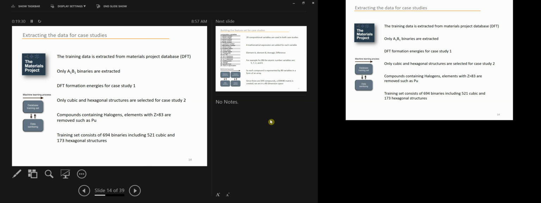And of course, I did some data sanitizing. For example, I removed all the compounds that contain elements with Z greater than 83. At the end, my training set includes 694 binaries, which include 521 cubic structures and 173 hexagonal structures. So the next step after building the training data is to construct a set of variables. For this case, I simply used some compositional variables. Here I picked 20 compositional variables, for example, group number, ionic radius, or number of valence electrons.